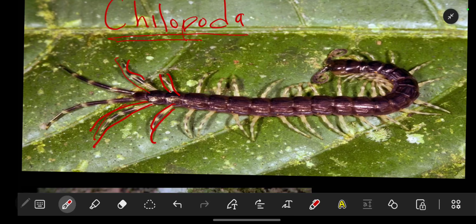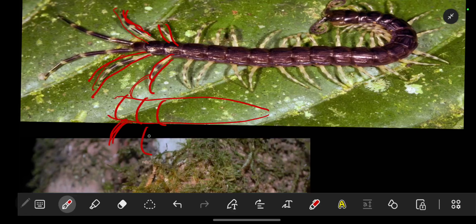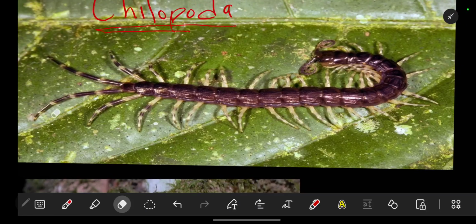So what have we talked about? They are flattened, number one. Number two, they have one pair of legs per segment. Let's say a segment is like this, and these are segments. Each segment will have only one pair of legs, like that. They are predators, which makes them carnivorous, meaning they eat other animals. The first pair of limbs is modified, or rather specialized, to form what we call the forcipules. These forcipules are able to kill other animals. These ones are very poisonous. We call them forcipules.